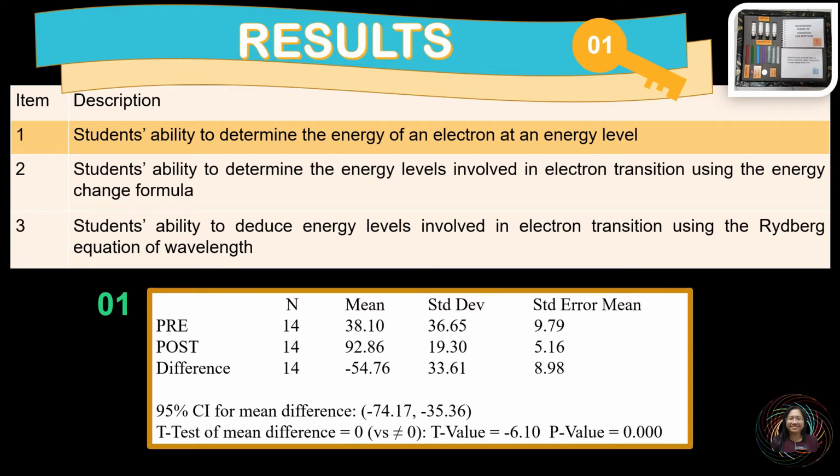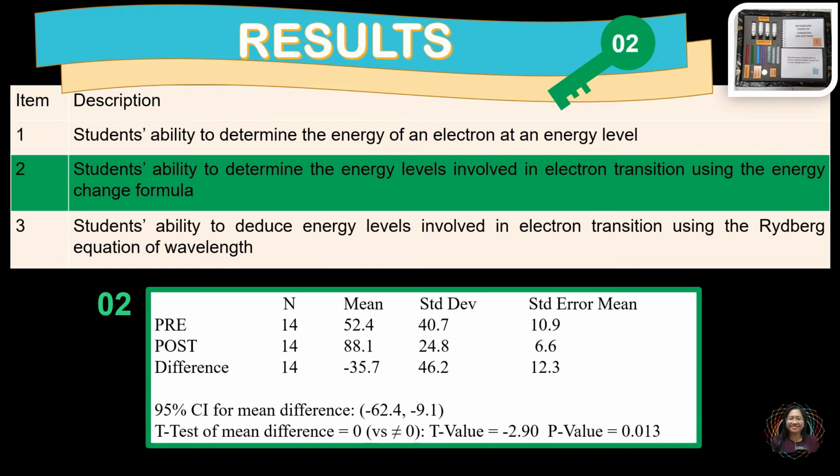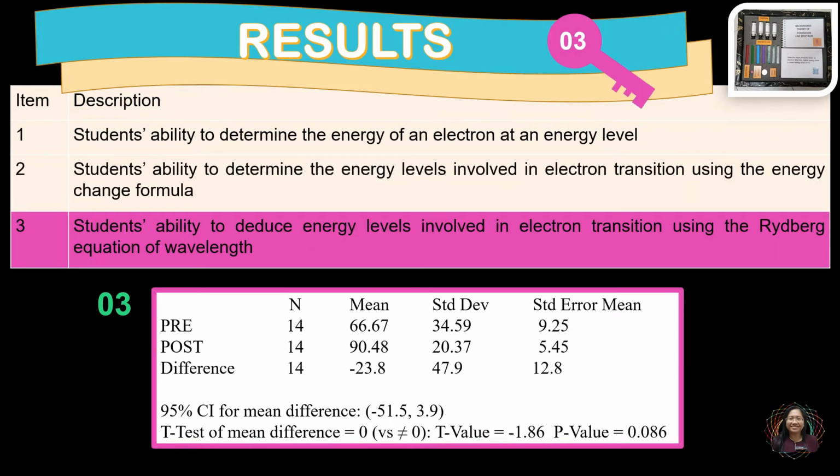These are the 3 items to evaluate students' understanding of the formation of emission line spectrum. Table 1 shows paired t-tests for pre-test and post-test results for item 1. Results of paired t-tests for item 2 and item 3 are shown in Tables 2 and 3.